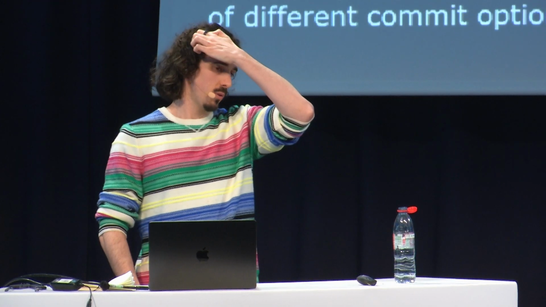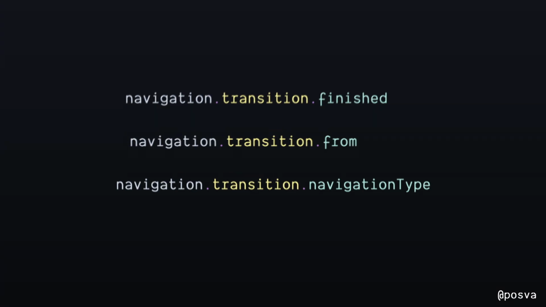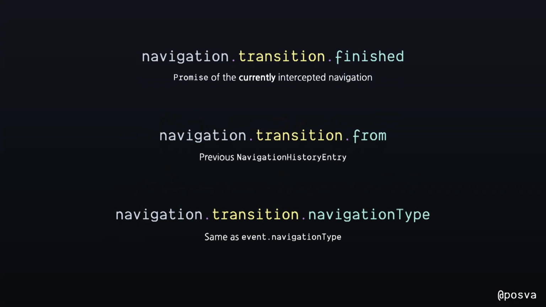You have a few other things, like where are we coming from, the navigation type. And these are types that we have seen a little bit before. So we have the promise of the currently intercepted navigation. We have our previous navigation history entry, which is something that we're going to look into a little bit later. And we have the navigation type of the transition. Now, this is interesting because this is a global property, which means that anytime in your code, you can check if there is an ongoing navigation without having to care about what router you're using. So again, going in the direction of, I don't need to do something specific for any framework.